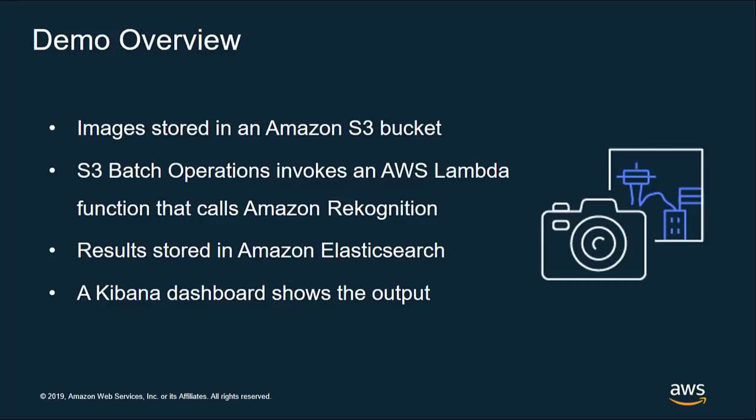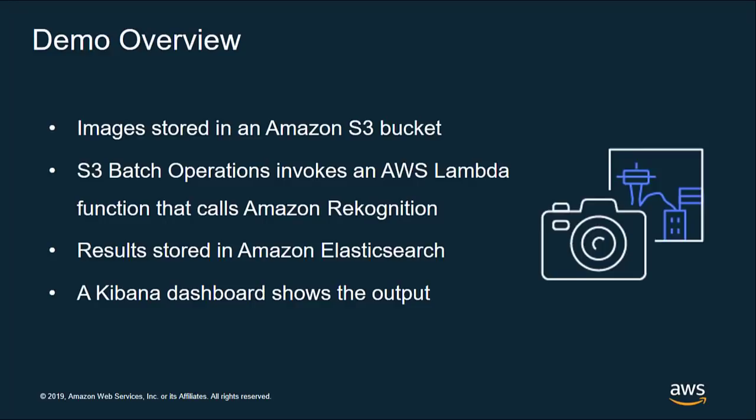S3 batch operations, as part of this job, will invoke a Lambda function. This is a Lambda function we wrote for this particular demo. That Lambda function calls Amazon Rekognition, which performs image recognition on each of those images, and grabs certain attributes and labels. So what is it seeing in the particular image and what can it classify? It takes those results, sends them to Amazon Elasticsearch, and then we're going to show you a Kibana dashboard that populates as this demo is running. So you'll see that dashboard change once the job is kicked off and once those labels start to populate.